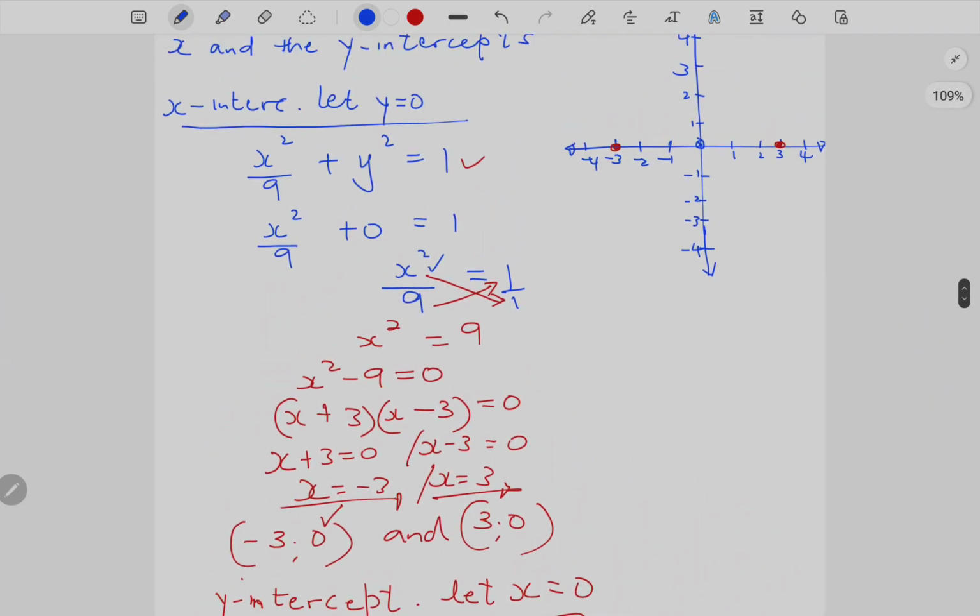It says when x is equal to 0, then y is equal to negative 1. Let me use a red. When x is equal to 0, y is equal to 1. The spaces in between are too small as you can see, but it's fine. Then you join these points.